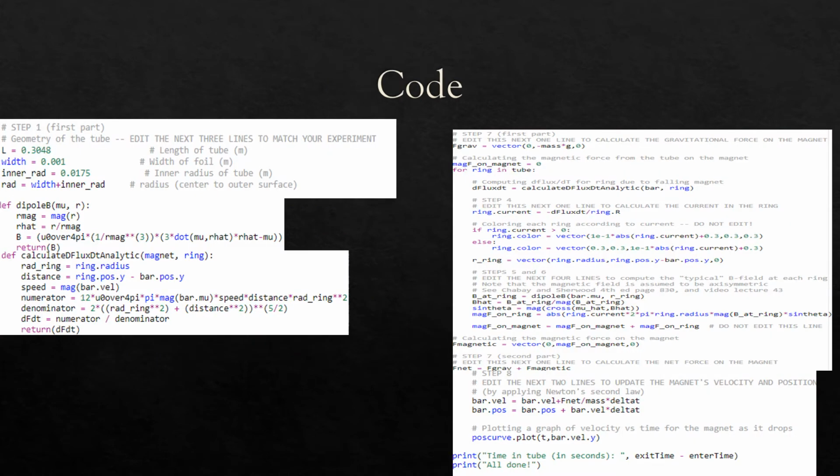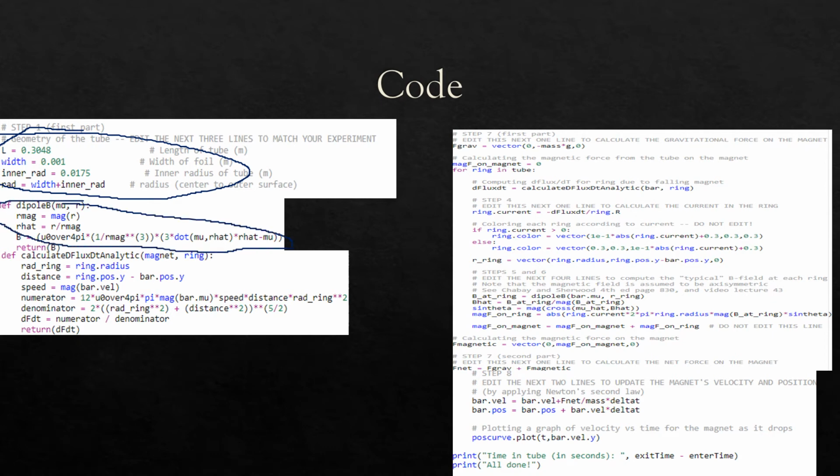In this slide I have more important parts of the code for the computational model that we used. Here we got geometry of our tube, the definition of our function for the magnetic field due to our dipole, again defining our function for calculating flux, which is then used later on right here.